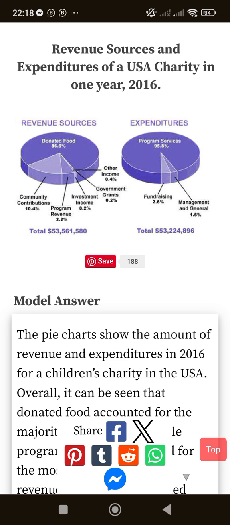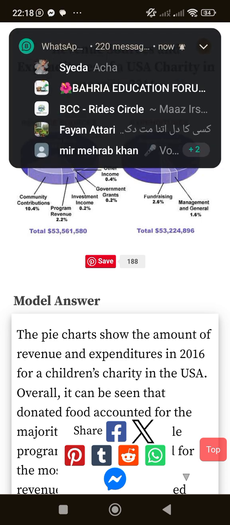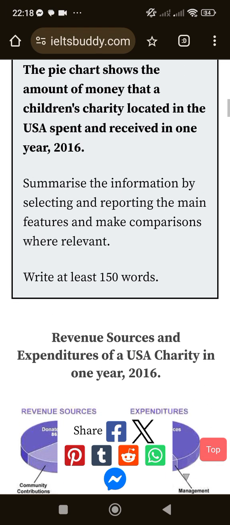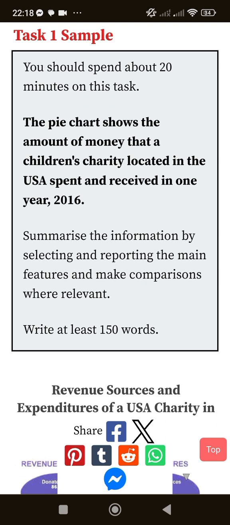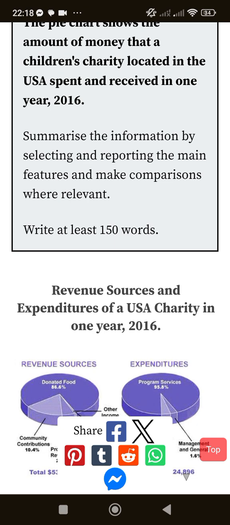Now let's move on and let's talk about the main thing, the main task that we have here. Have a look at this one. So task 1. Sample. You should spend about 20 minutes on this task. The pie chart shows the amount of money that a children's charity located in the USA spent and received in 1 year, 2016. Summarize the information by selecting and reporting the main features and main comparisons where relevant. Write at least 150 words.